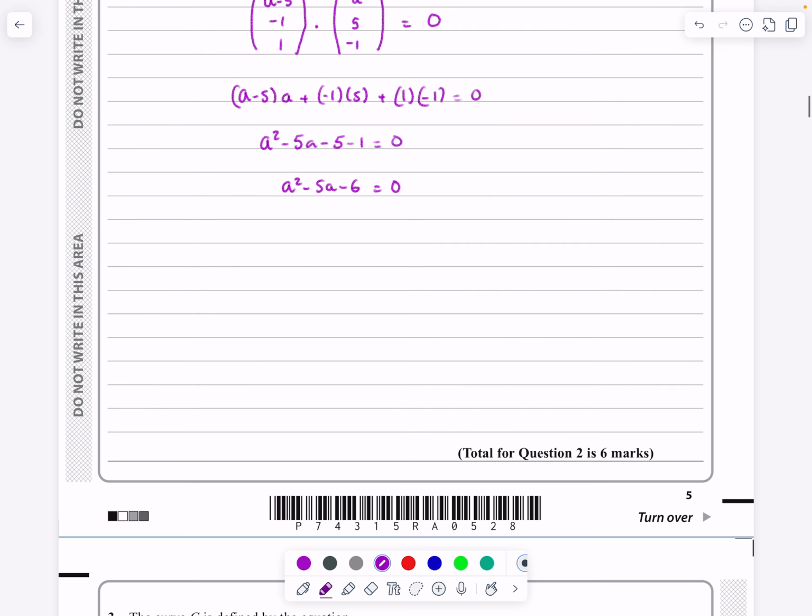At this stage here, I'd be very, very tempted to think that this is going to factorise. They've been able to design this question. So yeah, you could use the quadratic formula, but almost certainly I would be really surprised if that didn't factorise down there. So that's going to give me one possibility for A is 6. One possibility for A is minus 1.